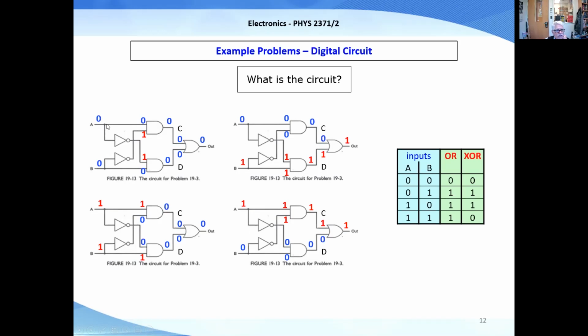You say, okay, if I have a 0 here, it goes into this AND chip as a 0. But the 0 goes through the NOT, so it puts a 1 down here. And likewise, this 0 puts a 0 here to this AND, but it goes through this NOT to give it a 1 here. So this AND has a 0 and a 1.